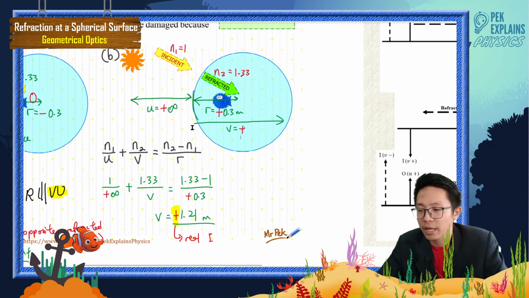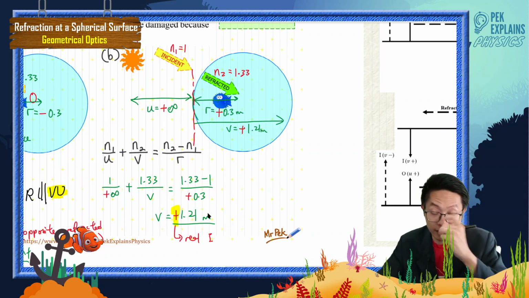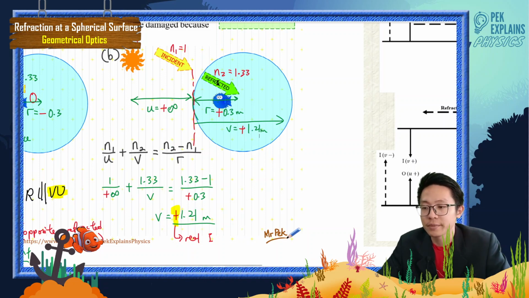So from here I measure, on the same side as the refracted ray. I measure 1.21 meter. My v is 1.21 meter, positive, same side as the refracted ray. So my image is formed to the right hand side. Where do you think the image is formed? This light will focus at what point? It will focus 1.21 meter away from this surface, to the right hand side, same side as the refracted ray.